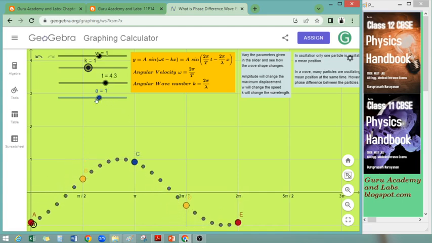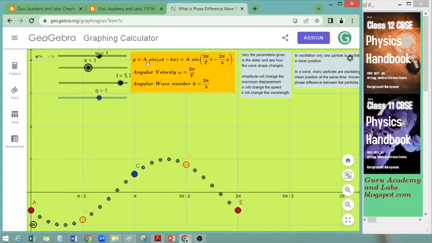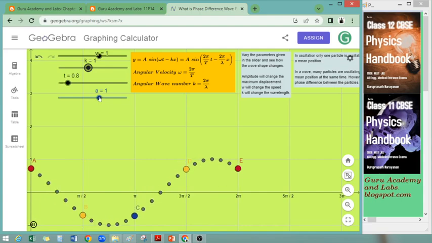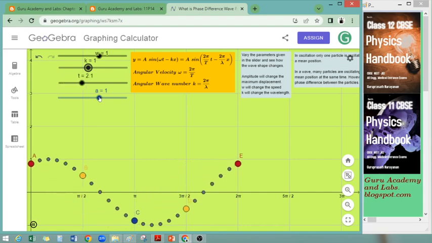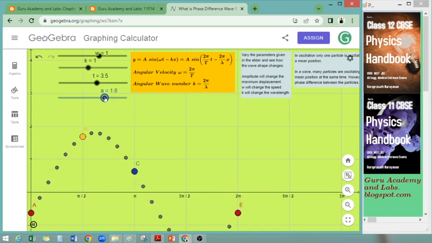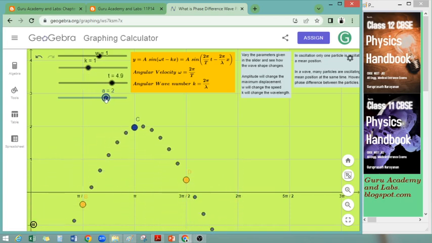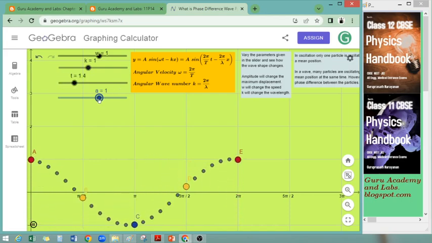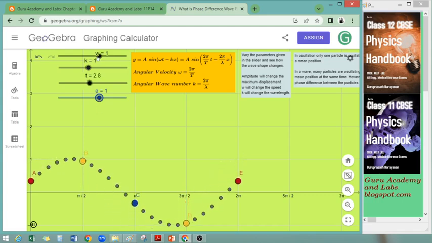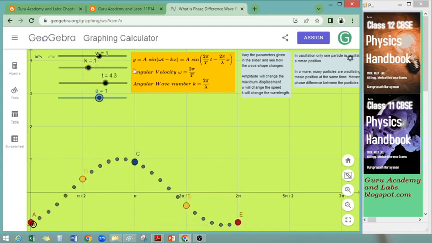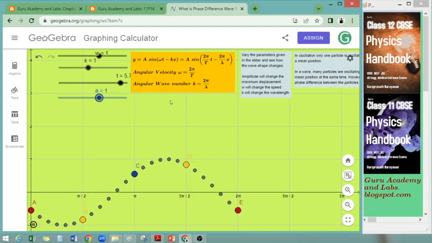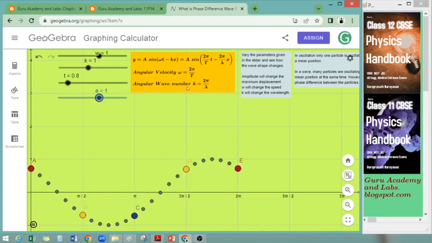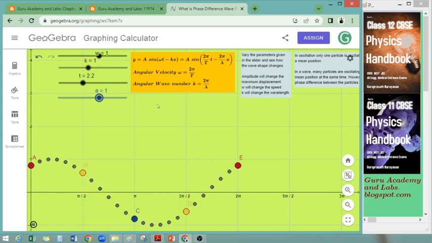And amplitude, I think here I used small a, doesn't matter. If I increase the amplitude, you can see the maximum displacement increases. So amplitude is an easy thing. I'm sure all of you will be able to follow, but many of you will have some trouble with omega t and kx. So I hope this helps you to understand these omega and k terms.